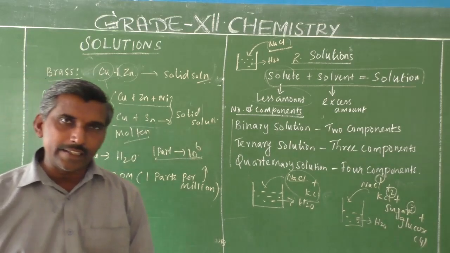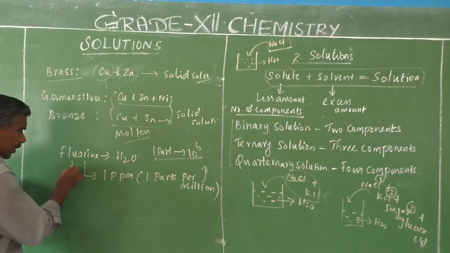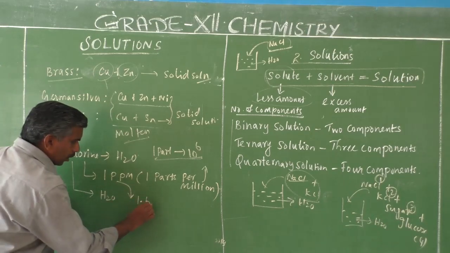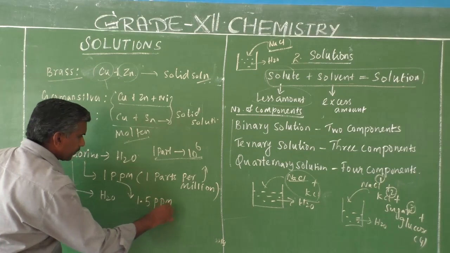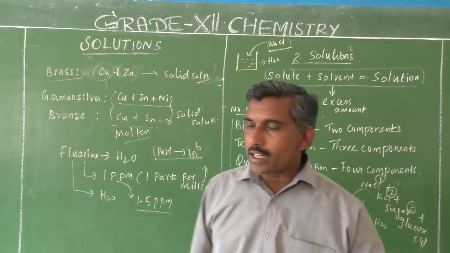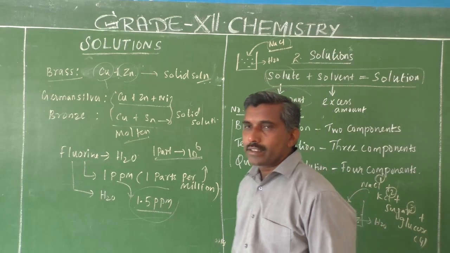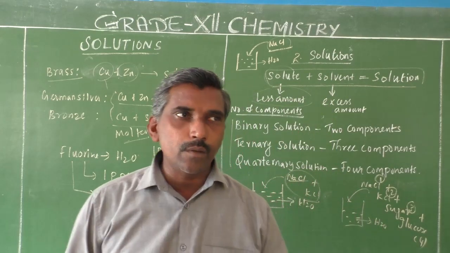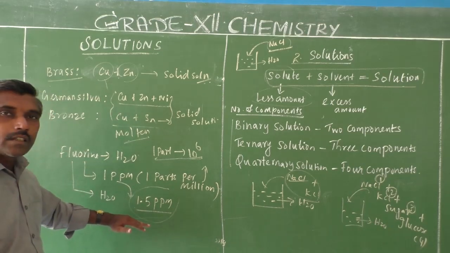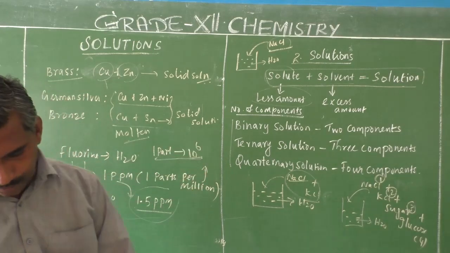That is healthy for teeth. Suppose the fluorine in water increases from 1 ppm to 1.5 ppm, as is found in sea water also. At a concentration of 5 ppm, the teeth change color and mottled teeth are formed. So excess fluorine also harms teeth. Okay, this is the introduction for solutions.